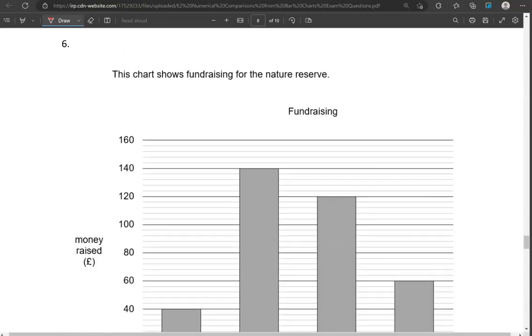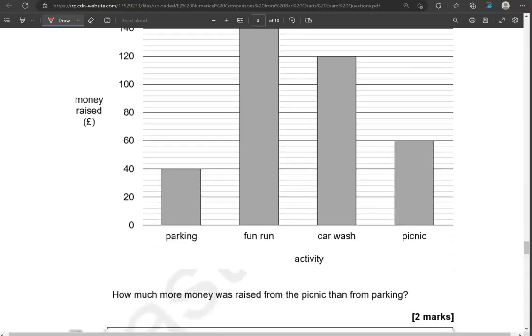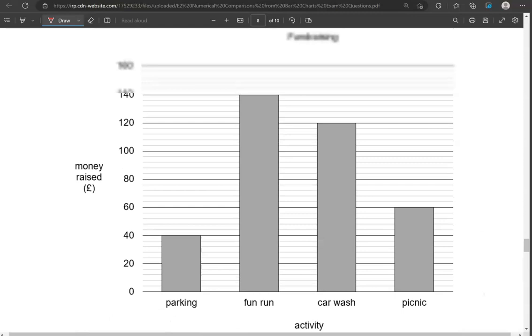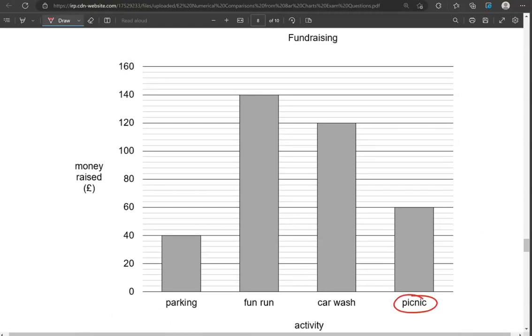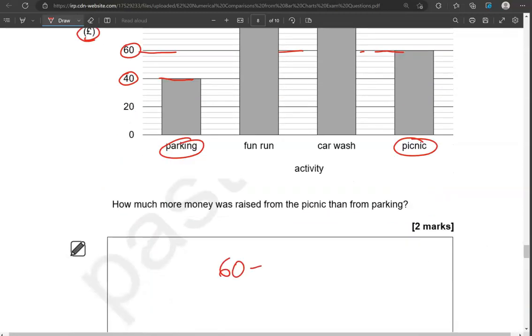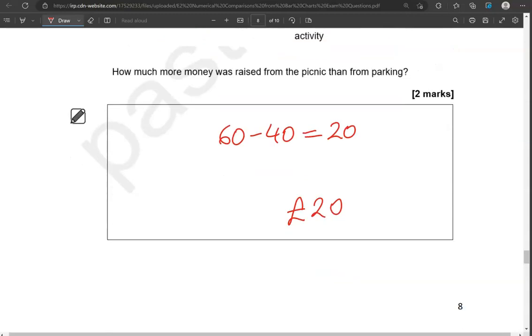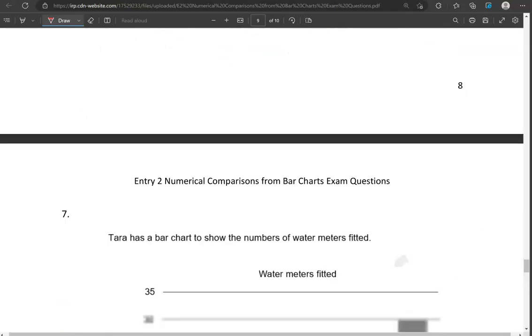This chart shows fundraising for the nature reserve. How much more money was raised from the picnic than from parking? So there is picnic and parking. Picnic, £60, and parking, £40. So we'll do 60 take away 40, which gives us 20. So that is £20. Make sure you include the unit, because if you just write 20, it could be 20 pence.